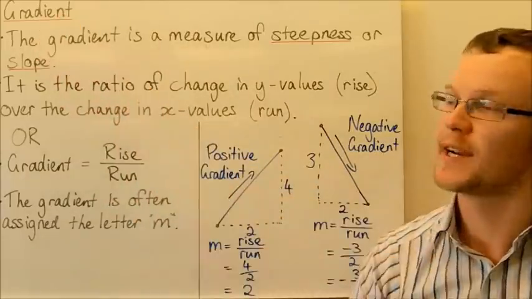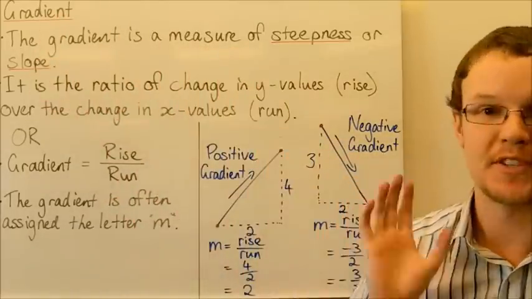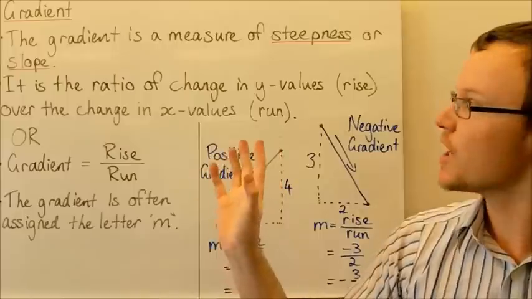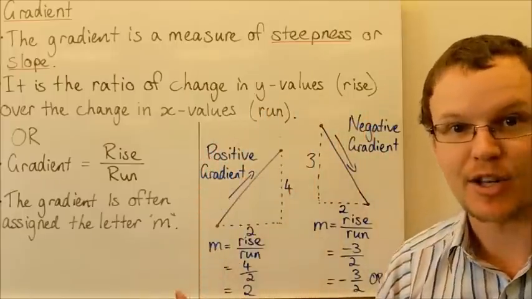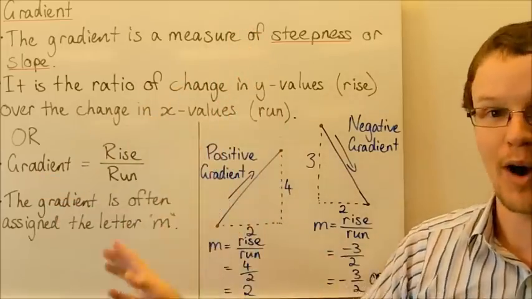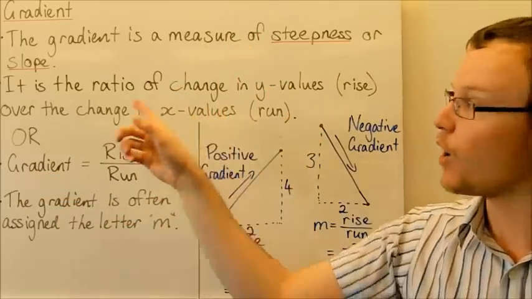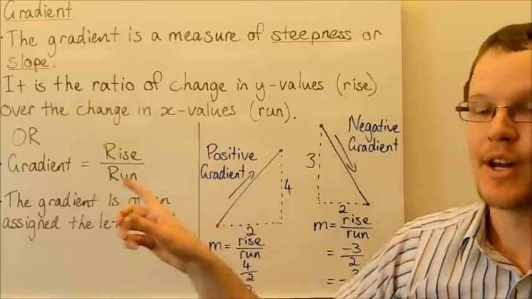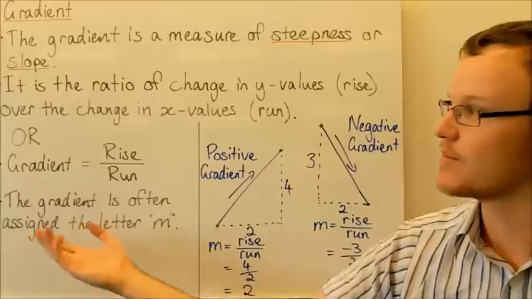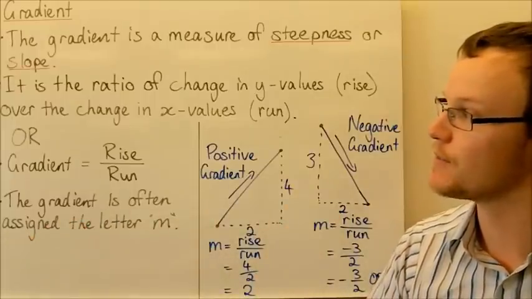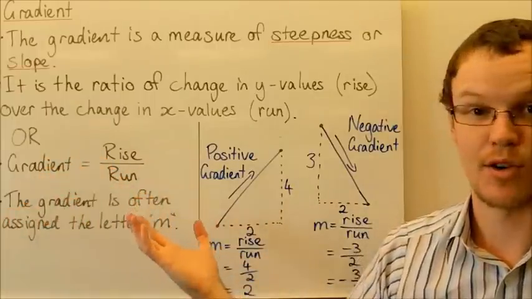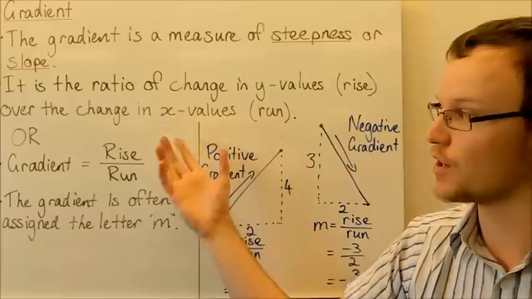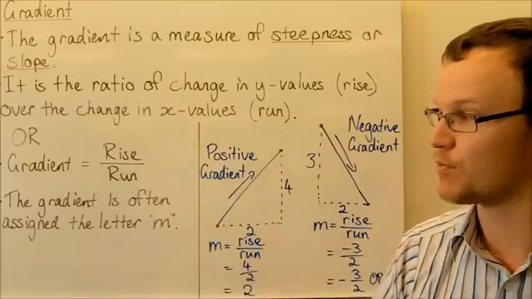Today we're going to talk about gradient. The gradient is a measure of steepness or slope in a linear graph. It's the ratio of the change in the y values, so how much the graph rises, how much the y values increase, over the change in x values, the run. Or, to write it as a simple equation, the gradient equals the rise divided by the run. It shows the ratio of the rise to run.